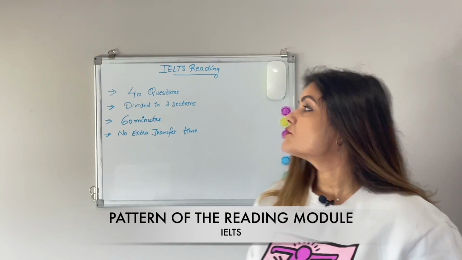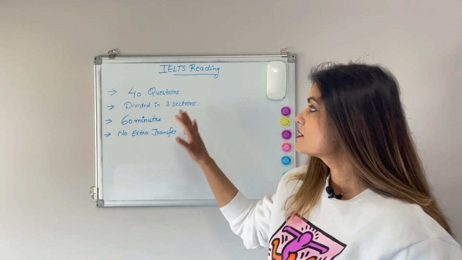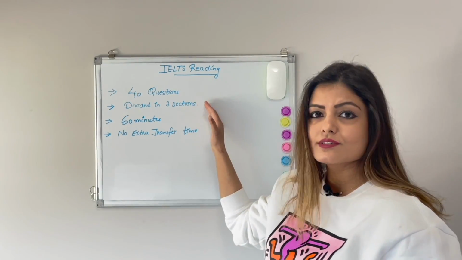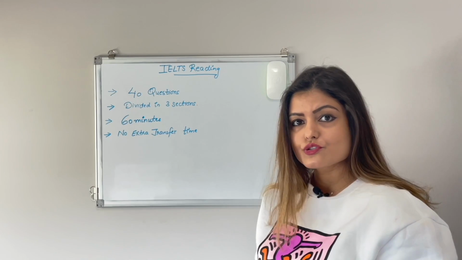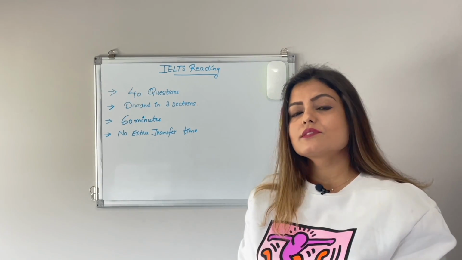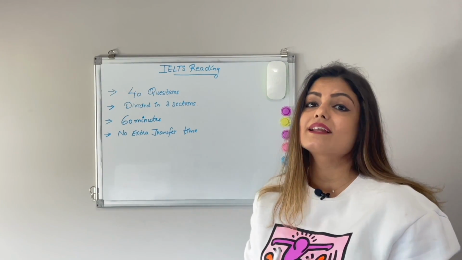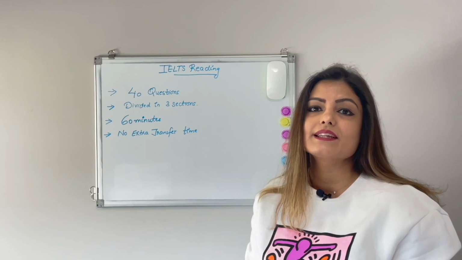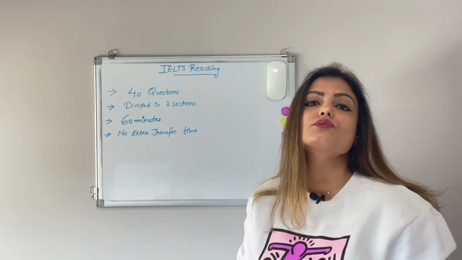reading exam. So the reading exam is divided into 3 sections. There are a total of 40 questions. You get 60 minutes to answer those questions, and in this case you do not get any extra time to transfer your answers to the answer sheet.